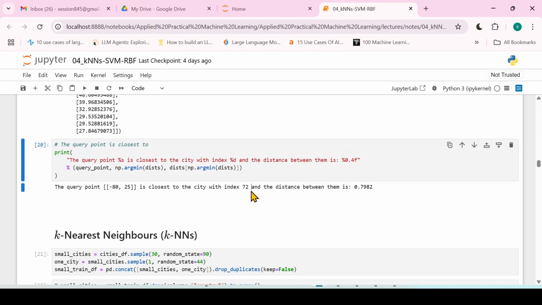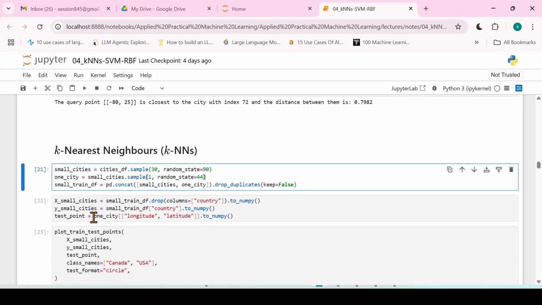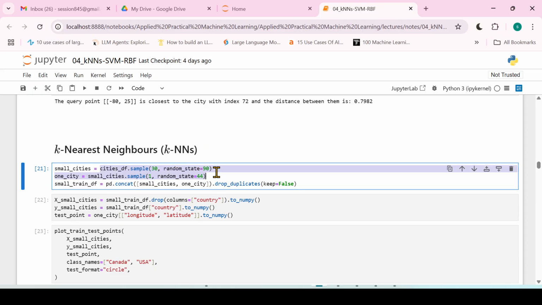So this is how the KNN algorithm works. Here we have taken 30 samples of the city data set, and again we have these cities.